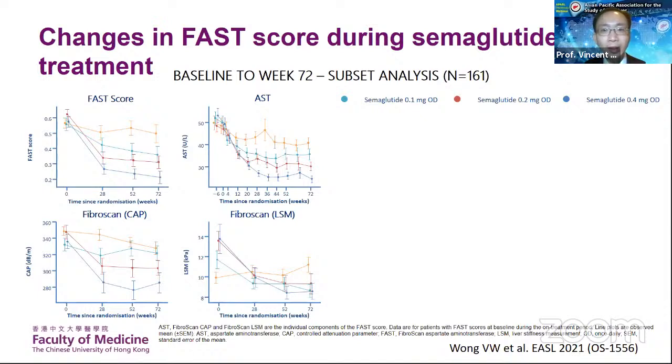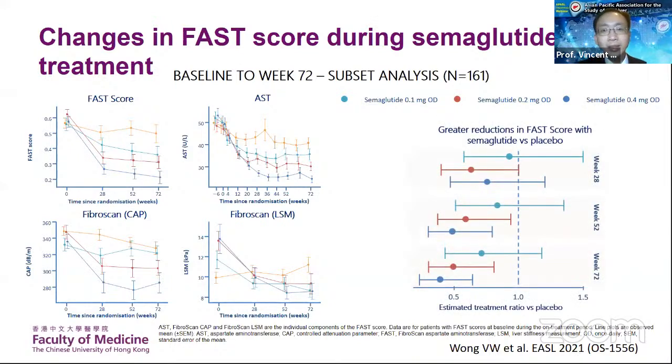At the recent EASL meeting, we reported a secondary analysis of the semaglutide study. Over 72 weeks of treatment, semaglutide demonstrated a dose response improvement in the FAST score. Importantly, all three components of the FAST score improved with semaglutide treatment, suggesting an improvement in not only hepatic steatosis, but also NASH pro-inflammation and possibly fibrosis. Compared with placebo, semaglutide at a dose of 0.4 mg daily reduced the FAST score by more than half by week 72.